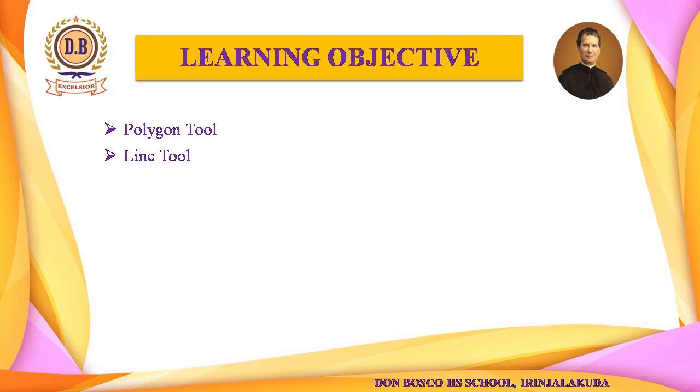So what about other shapes? If you are using a rectangle tool, you can draw only a rectangle. If you are using a circle tool, you can draw only a circle. But if you are using a polygon tool, you can draw any shapes in the canvas of color paint. That is the specialty of polygon tool.